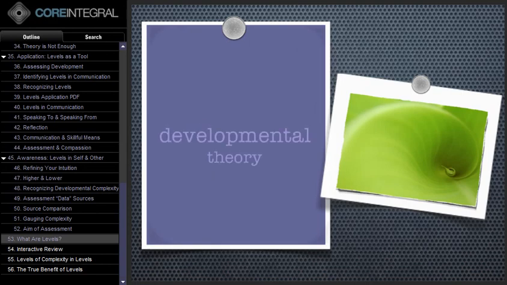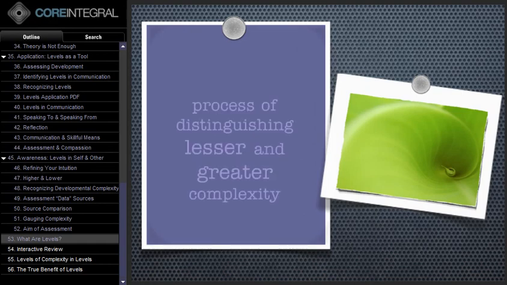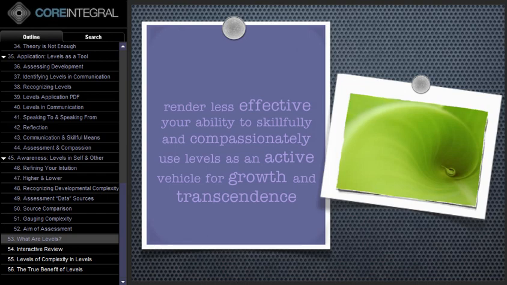Finally, you've witnessed firsthand the interpenetration of developmental theory, an application of levels to communication, and the process of distinguishing lesser and greater complexity in individuals. As you proceed from here, keep in mind that venturing more so in one of these directions over others will ultimately diminish or render less effective your ability to skillfully and compassionately use levels as an active vehicle for growth and transcendence.